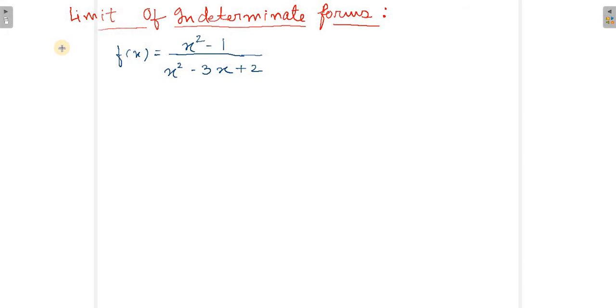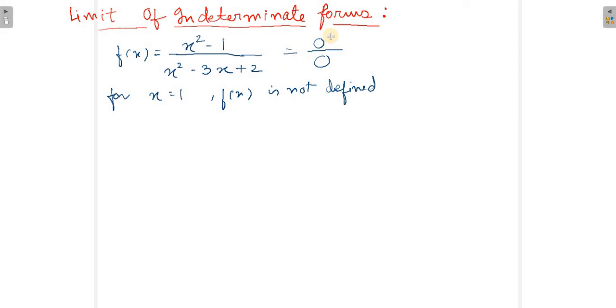We are taking a function f of x that is equal to x square minus 1 by x square minus 3x plus 2. This function is actually not defined at x equals to 1. For x equals to 1, f(x) is not defined. Why is f(x) not defined? By putting x equals to 1, the above part, that is the numerator, will become 0. If you put x equals to 1, 1 minus 1 is 0, and again if you put 1 in the denominator, this will also become 0.